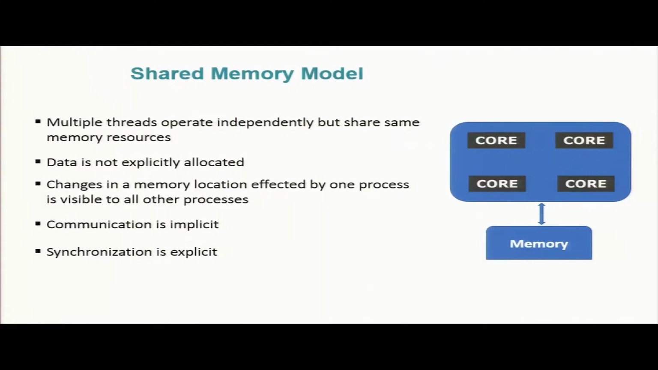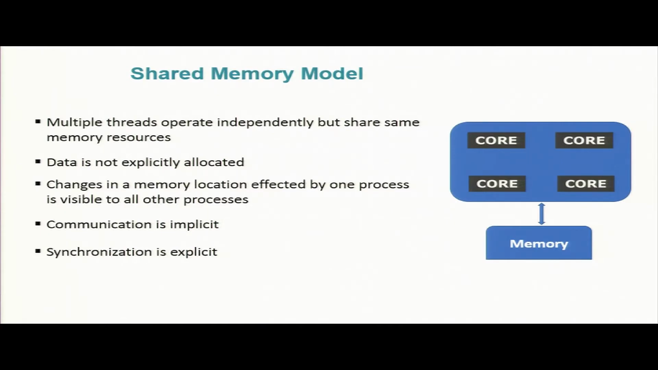A generic shared memory model has some characteristics. You can have multiple threads which operate independently but share the memory resources. Data is not explicitly allocated. That means if I have an integer, let's say integer A, within my program, this A is shareable across all the threads. We don't need to give private copies of A to every thread.